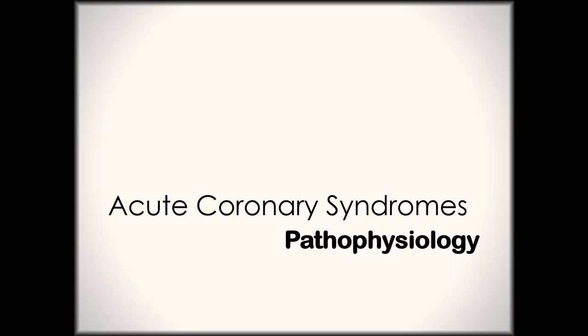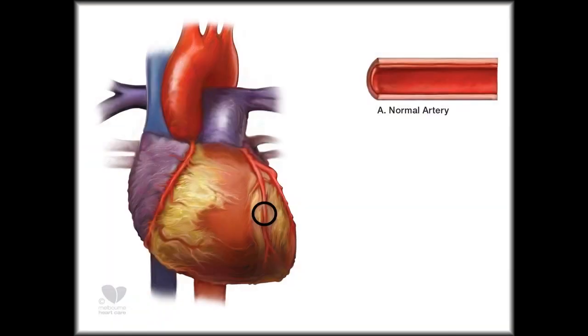So the pathophysiology of acute coronary syndromes is related with myocardial ischemia. This is a normal heart with a normal caliber artery here. You've got the endothelial layer as well as the tunica intima, tunica media, and adventitia here.